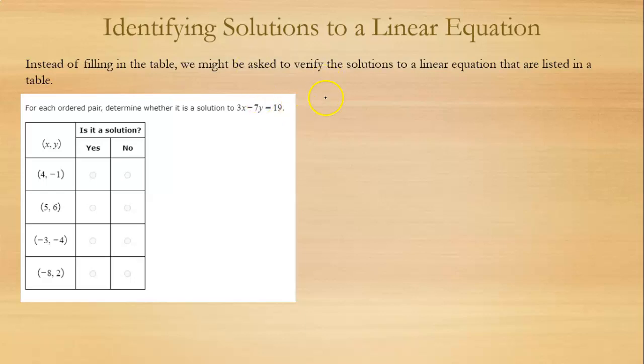Welcome back. You should have replaced x with 4 and y with negative 1 for this first one. So x is 4, y is negative 1, and that equals 19. 3 times 4 is 12. Negative 7 times negative 1 is positive 7, so be careful about your signs. 12 plus 7 is 19, so we say yes for that one. Just because that first one is a yes doesn't mean that we're done. There are an infinite number of points on any straight line, so we need to keep going because there are others of these that could be yes.